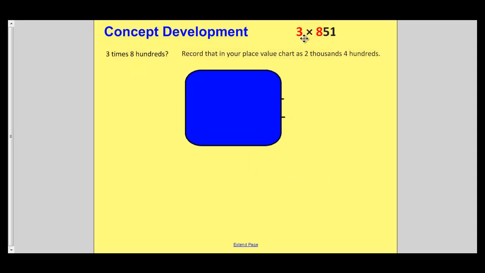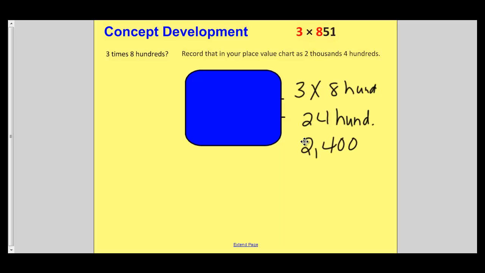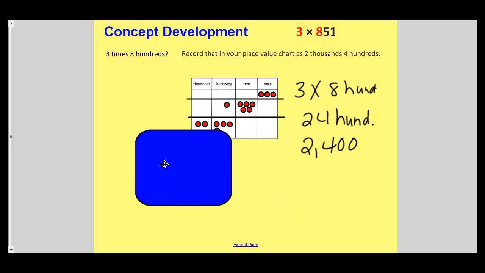Now we're going to do 3 times 8 hundreds. So think about that. 3 times 8 hundreds is 24 hundreds. 24 hundreds is 2,400. So in your value chart, you're going to write 2,400.